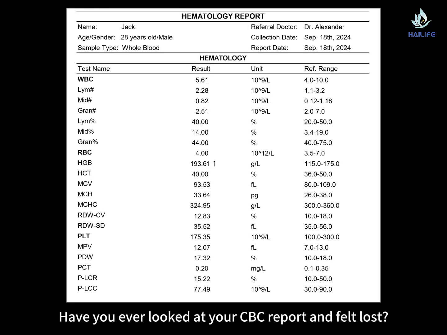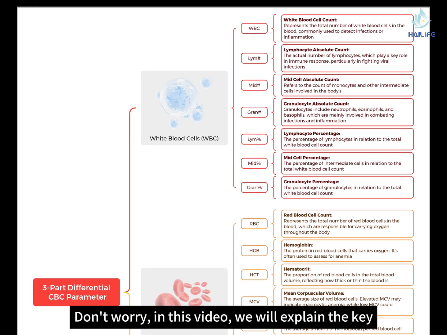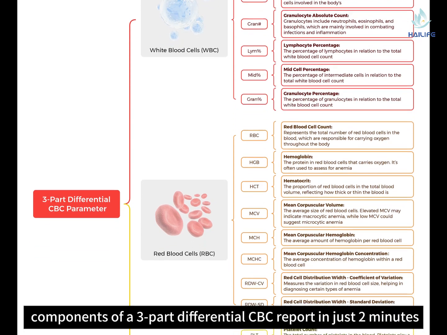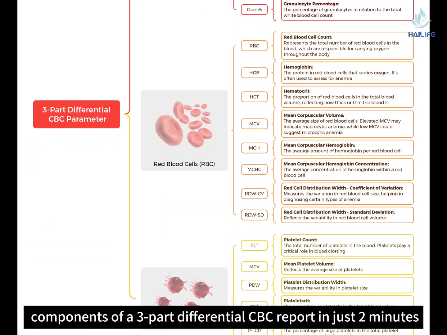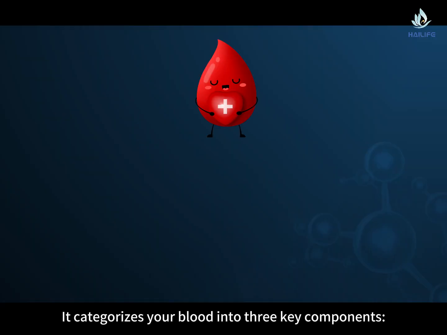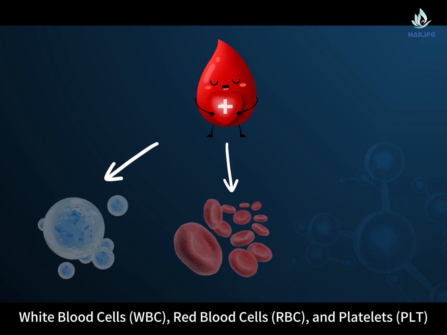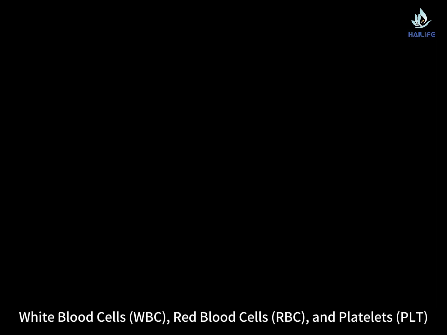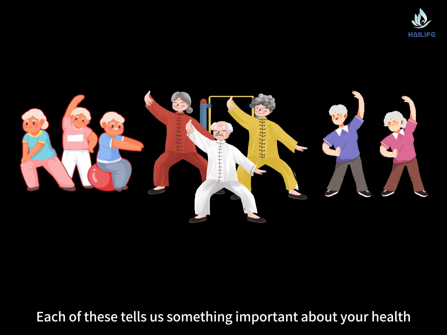Have you ever looked at your CBC report and felt lost? Don't worry, in this video, we will explain the key components of a three-part differential CBC report in just 2 minutes. It categorizes your blood into 3 key components: white blood cells, red blood cells, and platelets. Each of these tells us something important about your health.